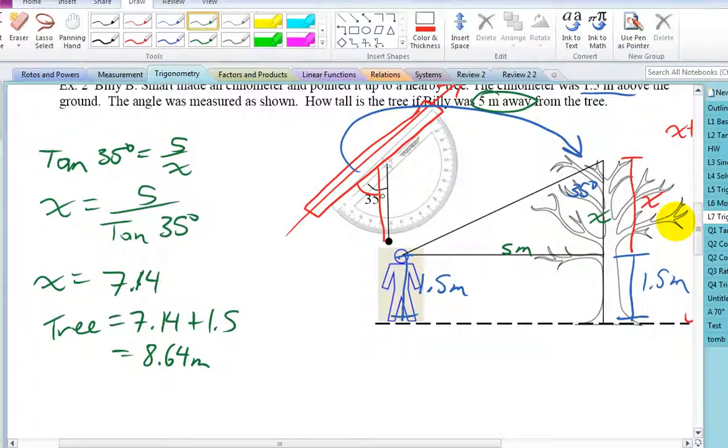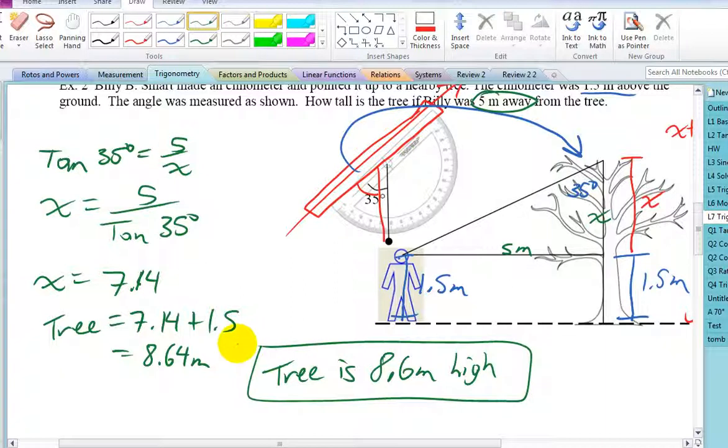It doesn't say to round, but I'm going to round to 1 decimal. Why am I going to round to 1 decimal? Because they gave me a decimal, right? So they gave me 1, so I'm going to give them 1 back. So the tree is 8.6 meters high. Quick little sentence. There you go. Any questions? I would mark it right because I didn't specify, but on the quiz and test I always do, okay?